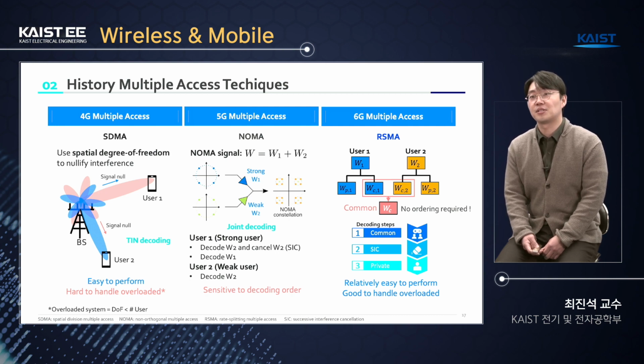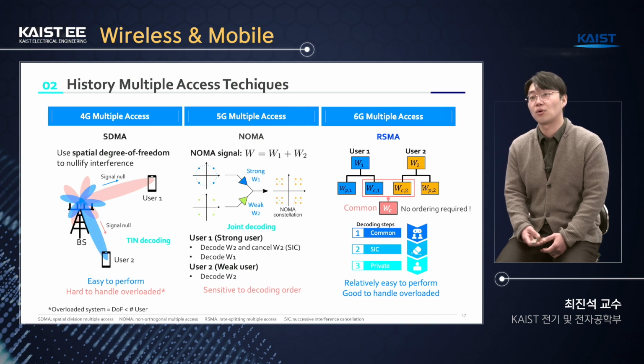When this overloaded system happens, NOMA can effectively cancel the interference so that the sum rate can be maximized. The principle of NOMA is as follows. We have two users, for example, and we are going to use the same time, space, and frequency dimension. So their symbols are superpositioned and transmitted. Then user 1, who is called the strong user, which has better channel quality, decodes the user 2 symbol first and cancels it through successive interference cancellation.